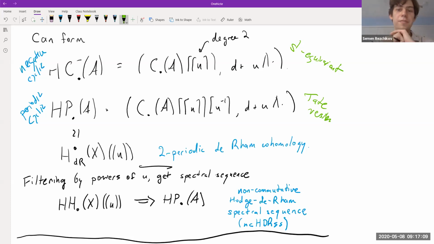There's a theorem, originally Connes' idea. He proved it not for DG categories but for smooth algebras of smooth functions. But it turns out that if A is the derived category of X and X is smooth, then this is the same as the de Rham cohomology of X that's been made periodic. So the idea is that periodic cyclic homology is directly analogous to the hypercohomology of the de Rham complex.